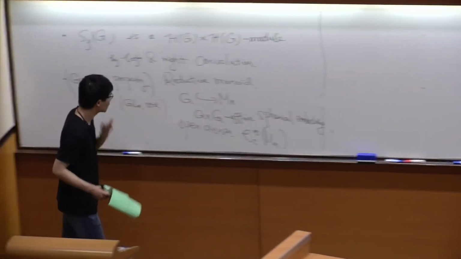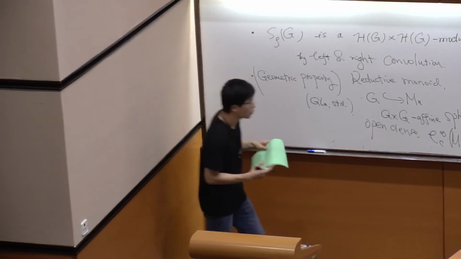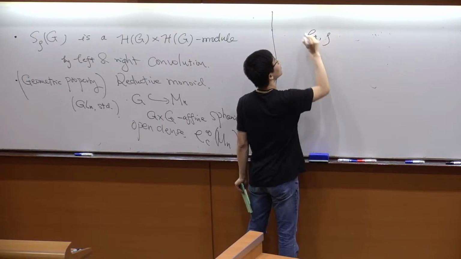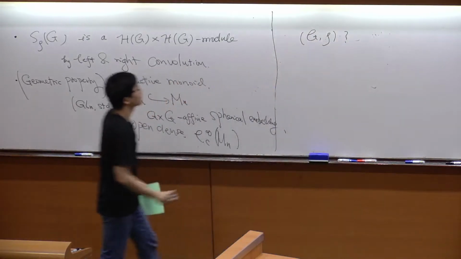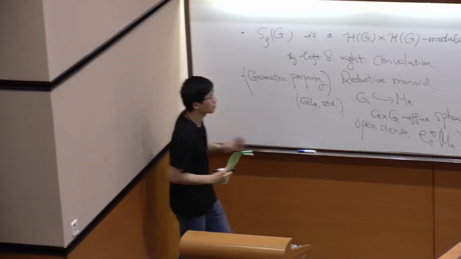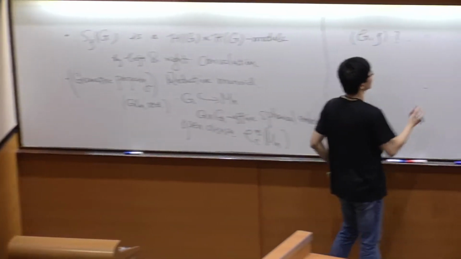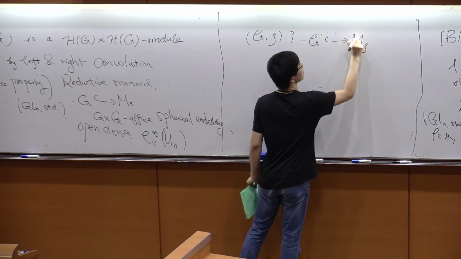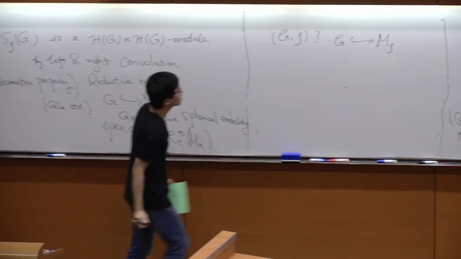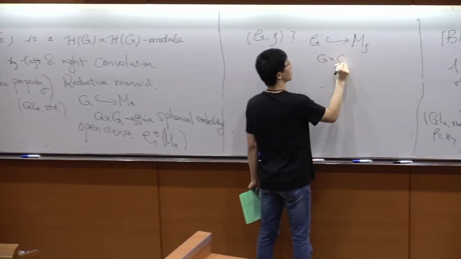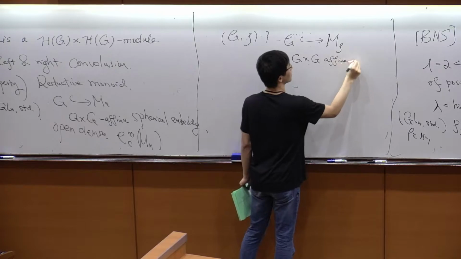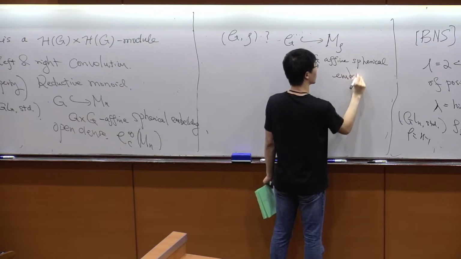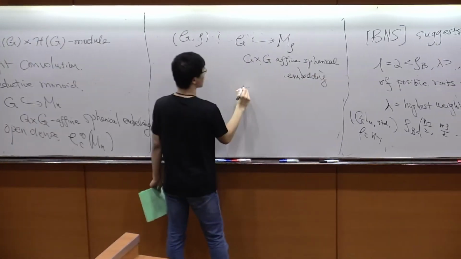Okay, then let's continue. Then what about the general pair G and rho? Then with our assumptions before, it turns out that for any G and rho, there also exists some G cross G equivariant embedding from G to something called a reductive monoid, which we denote by M rho. This is also a G cross G affine spherical embedding with open dense image.